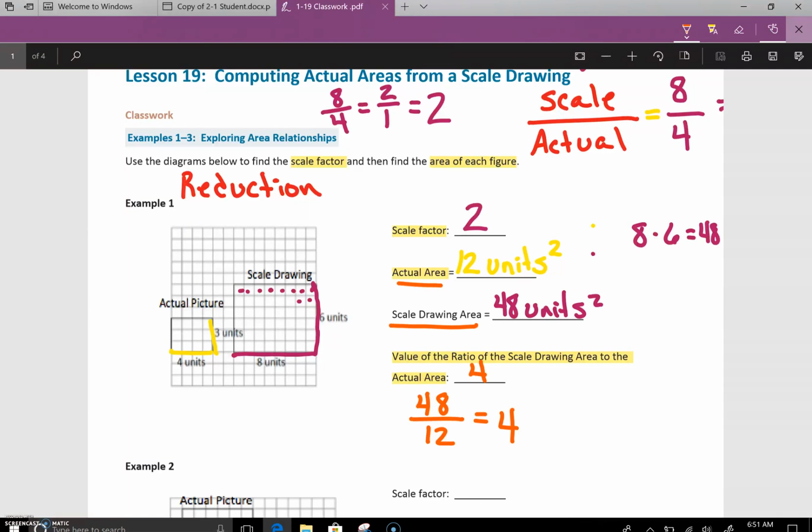And here's what it means. We doubled the length, or the length between the actual picture and the scale drawing is doubled. We have a scale factor of 2. So it was 4 units in one picture and it's 8 units in the other, so that's twice as big. That's where we're getting our scale factor from. But when you double the lengths, it actually makes the area increase by 4 times and not just double. So that's what we're looking at here. If you double the lengths, the area will increase by 4 times.